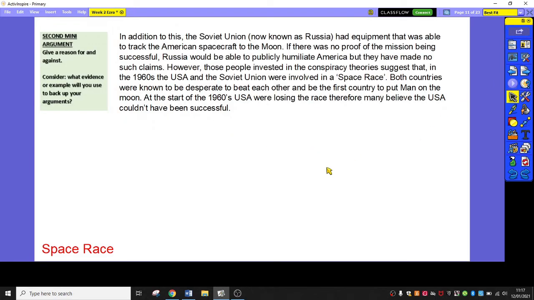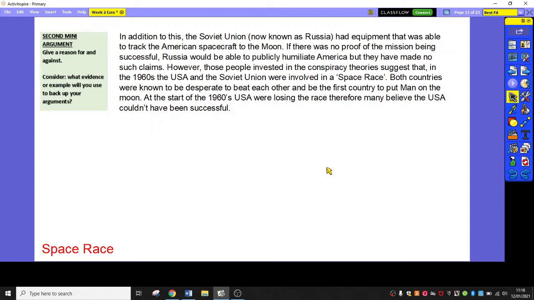So let's move on to our second mini argument, our next main paragraph, which is all about the space race. So in addition to this, the Soviet Union, now known as Russia, had equipment that was able to track the American spacecraft to the moon. If there was no proof of the mission being successful, Russia would have been able to publicly humiliate America, but they made no such claims.